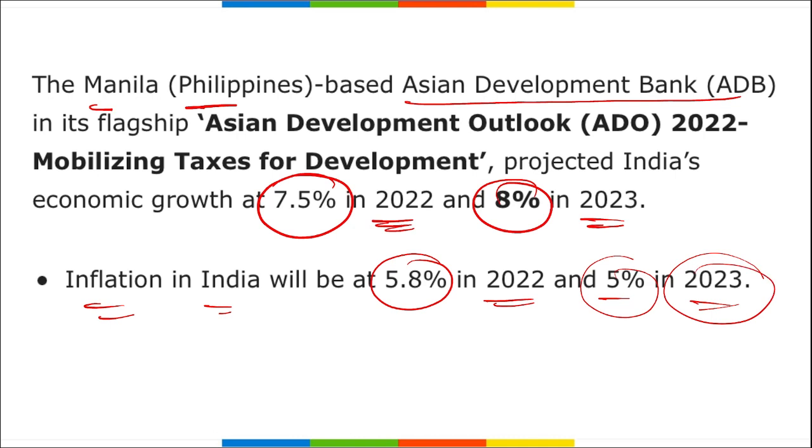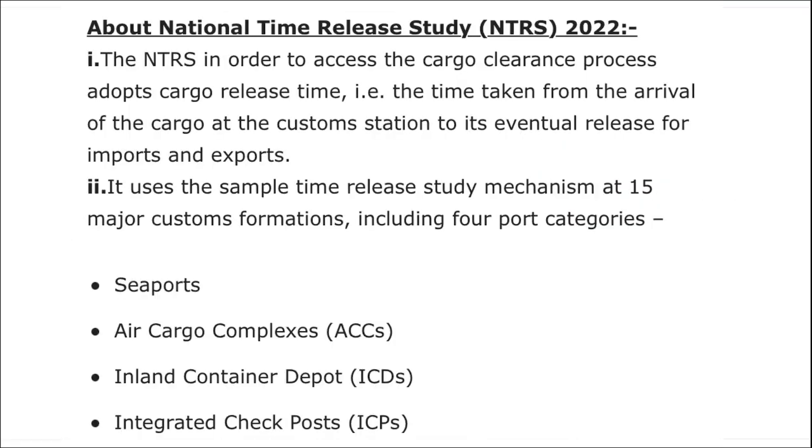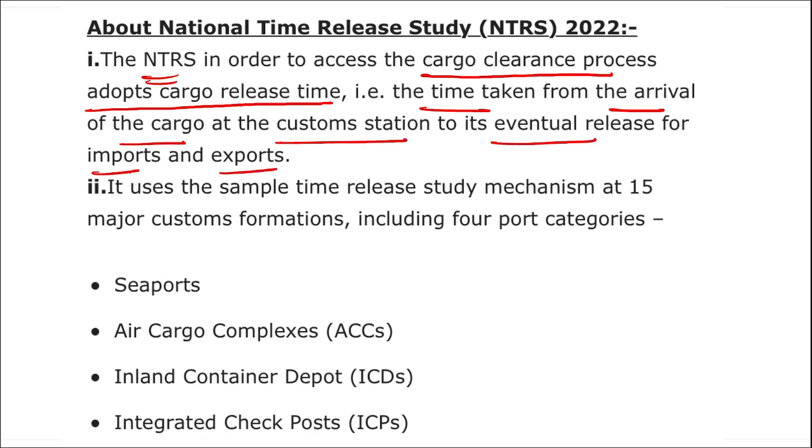Alright, moving on. Next we are talking about the Central Board of Indirect Taxes and Customs. Recently, Vivek Johri, who is the chairperson of CBIC, has released the National Time Release Study for the year 2022. What is this National Time Release Study? First of all, we will be talking about it. NTRS, that is your National Time Release Study, in order to assess the cargo clearance processes, adopts the cargo clearance release time, that is the time taken from the arrival of the cargo at the custom stations to its eventual release for imports and exports.